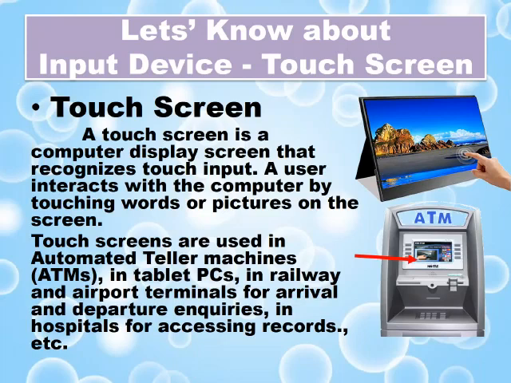A touch screen is a computer display screen that recognizes touch input. A user interacts with the computer by touching the word or the picture on the screen. If you want to use your mobile phone to talk to someone, you just click the phone button and all the contact lists come, and to whom you want to speak, you just speak it out, right? Same like that, where are these touch screens commonly found?